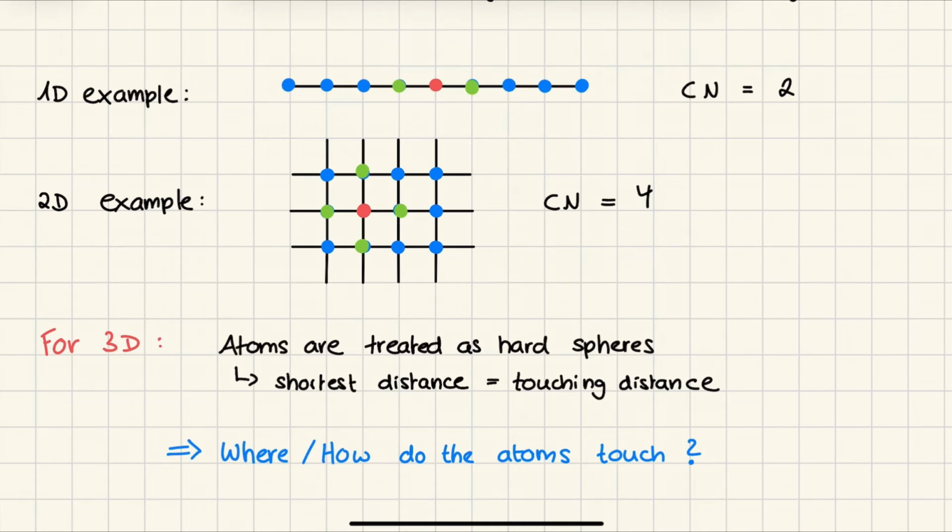Now in 3 dimensions things get a bit more complicated, but the principle is exactly the same. What we need to keep in mind for this model is that atoms are treated as solid spheres. And if you have 2 solid spheres, the shortest possible distance between them is obviously touching distance. So when trying to find the coordination number of a 3-dimensional lattice, before we do anything else, we have to look at the lattice as a 3-dimensional model and think about where and how the atoms touch.